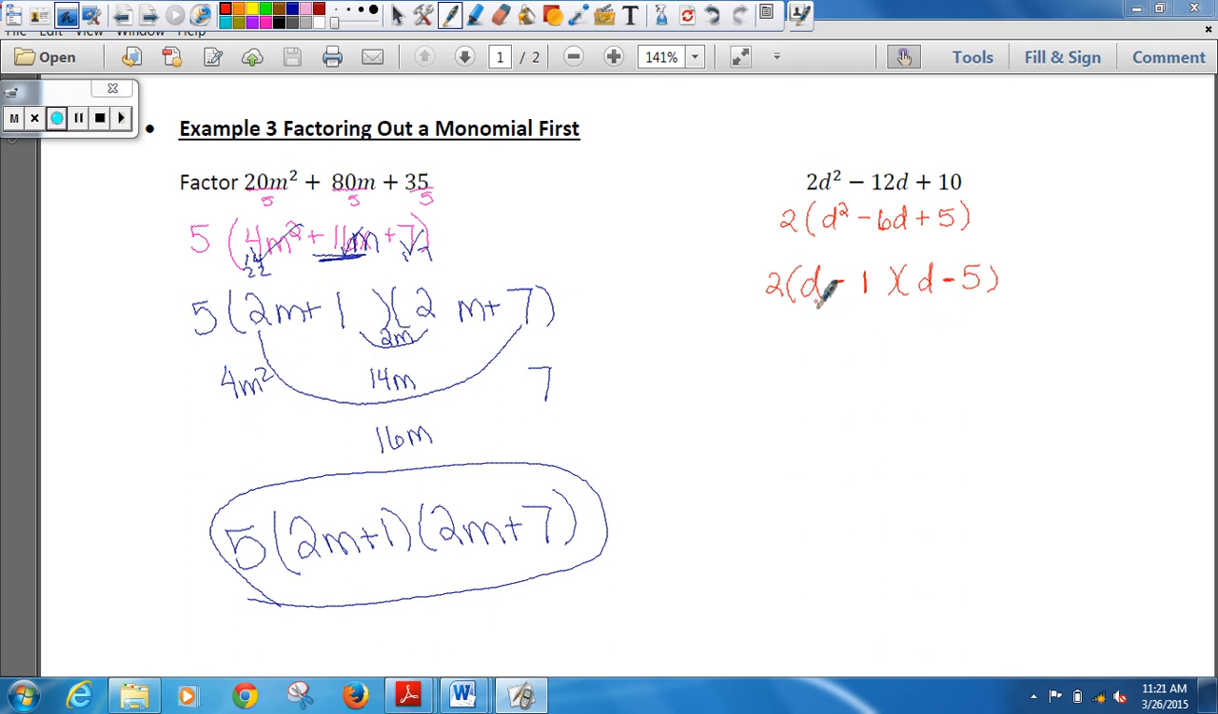So if I check it, the first ones times each other give me d squared. Outside ones give me negative 5d. Insides gives me negative 1d, which does give me negative 6d. So these two checked out. And now I need negative 1 times negative 5 gives me positive 5. So it also checks out. So my solution there is 2 times the quantity d minus 1 times the quantity d minus 5.